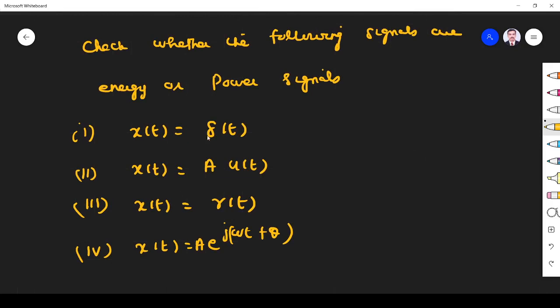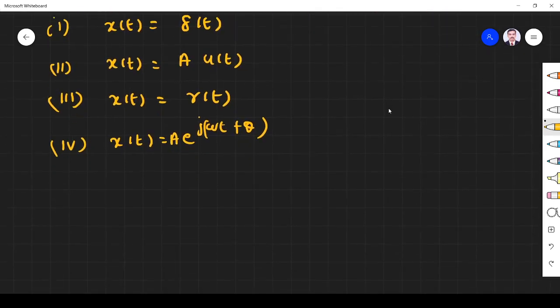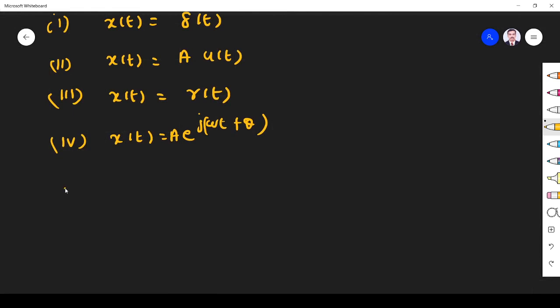So we have to find whether the given signals are energy or power signals. First one: they have given x of t is equal to delta of t. So we have to find whether the unit impulse signal is an energy or power signal. Okay, let us find the power first.